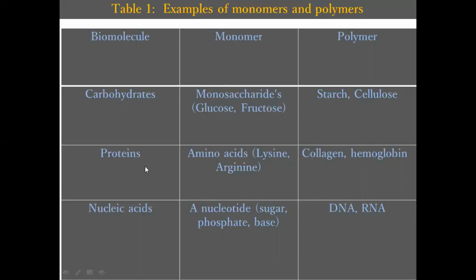Protein is another biomolecule, and the monomer is amino acid. For example, lysine and arginine. These are individual amino acids which act as monomers. Examples of polymers are collagen and hemoglobin proteins. Nucleic acid is another biomolecule, and the monomer of nucleic acid is the nucleotide. A nucleotide is made of sugar, phosphate, and base. And the polymer formed from the combination of nucleotides is DNA or RNA. So these are all about biomolecules.